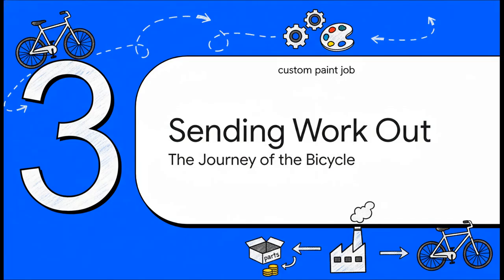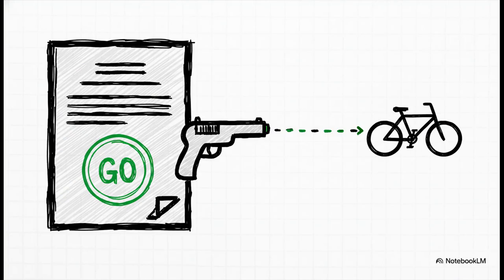All right, with our playbook all set up, it's time to follow our bicycle on its journey. This is where the theory becomes practice. We're going to track the physical parts and the money as we send our bikes out to get that awesome custom paint job. So where does it all begin?